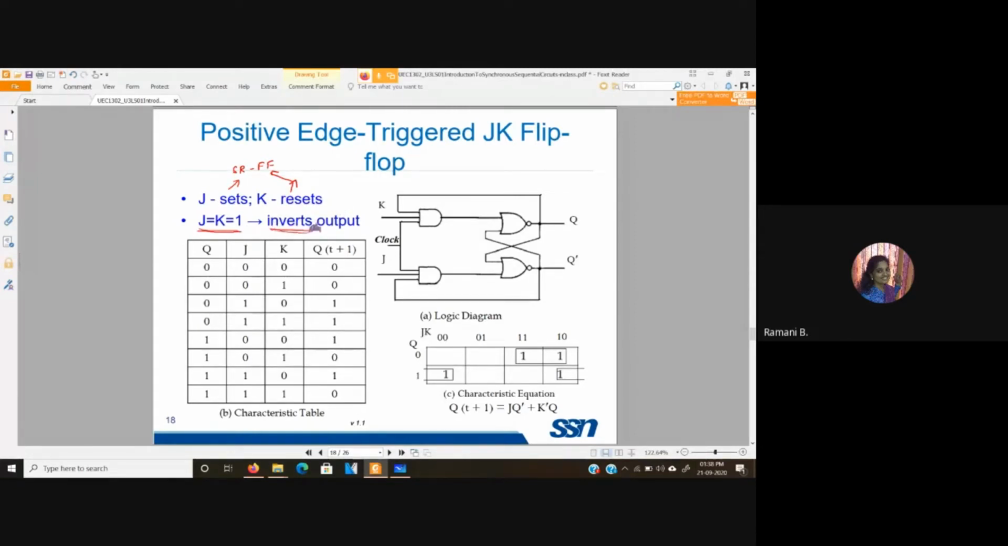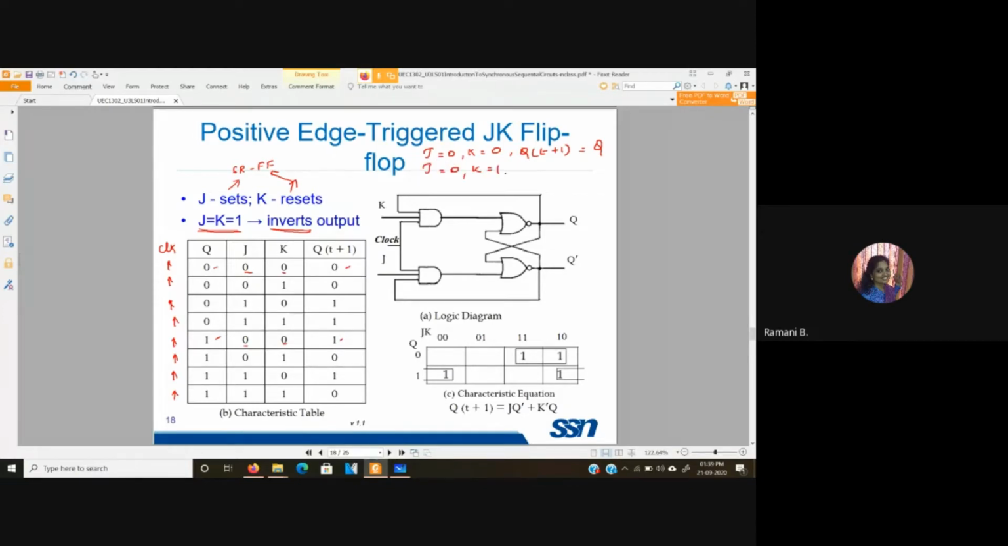Okay, keep this in mind. Here, with the rising edge of the clock, when J equals 0 and K equals 0, Q of T plus 1 will be the same as Q. This is similar to what we have in the SR flip-flop. So J equals 0 and K equals 0: whatever you have in Q, you will have in Q of T plus 1.